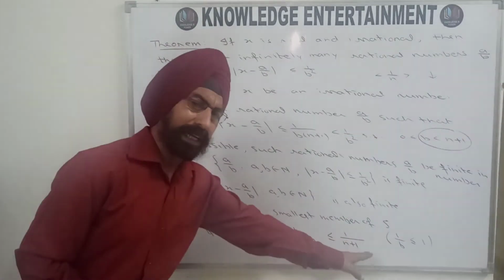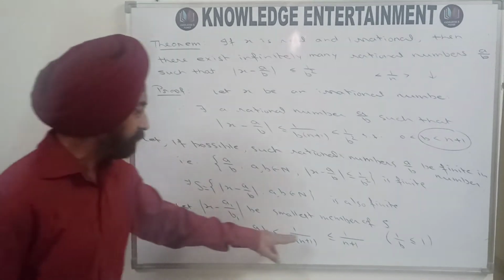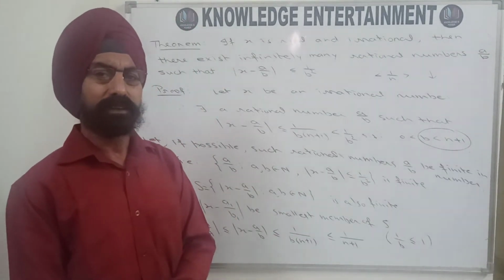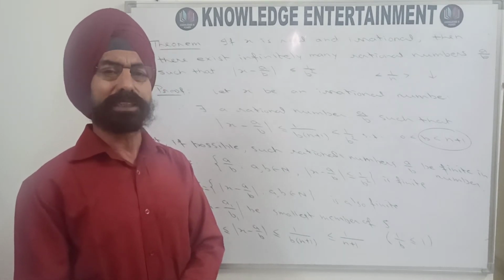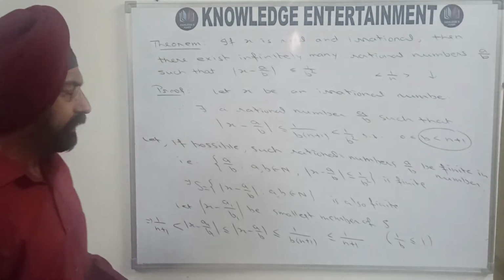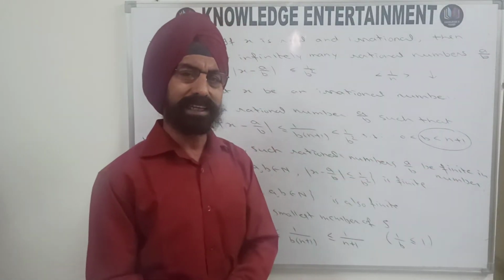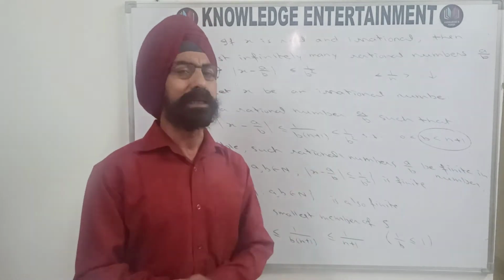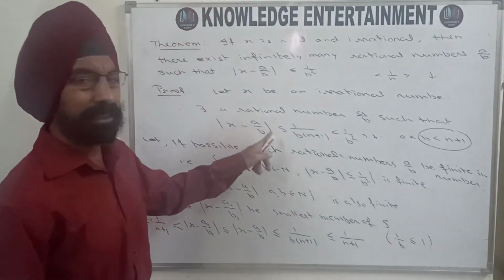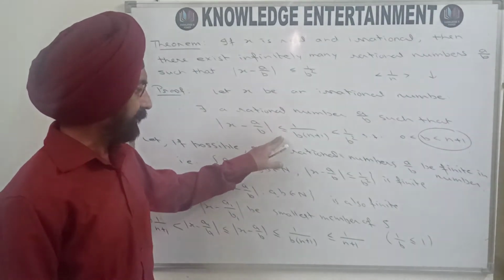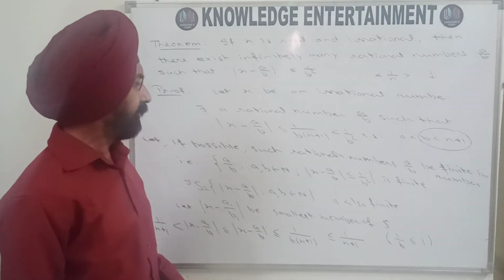Overall, what you are having is that 1 upon n plus 1 is strictly less than 1 upon n plus 1, which is absurd, which is not possible, which is a contradiction. And this contradiction we have obtained because our supposition was wrong that such rational numbers are finite in number. So there are infinitely many rational numbers that will satisfy this inequality, mod of x minus a upon b is less than or equal to 1 upon b square.